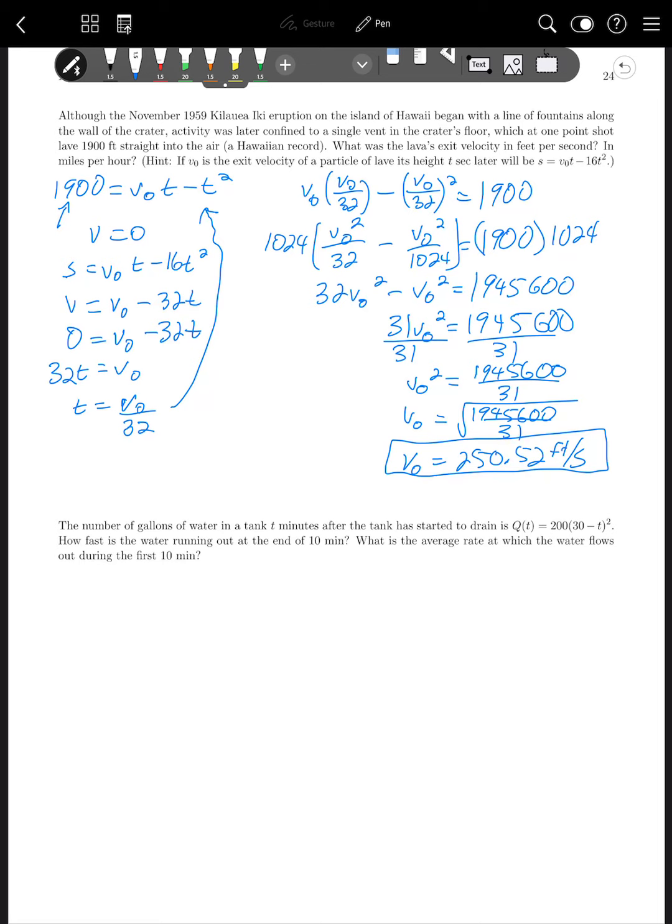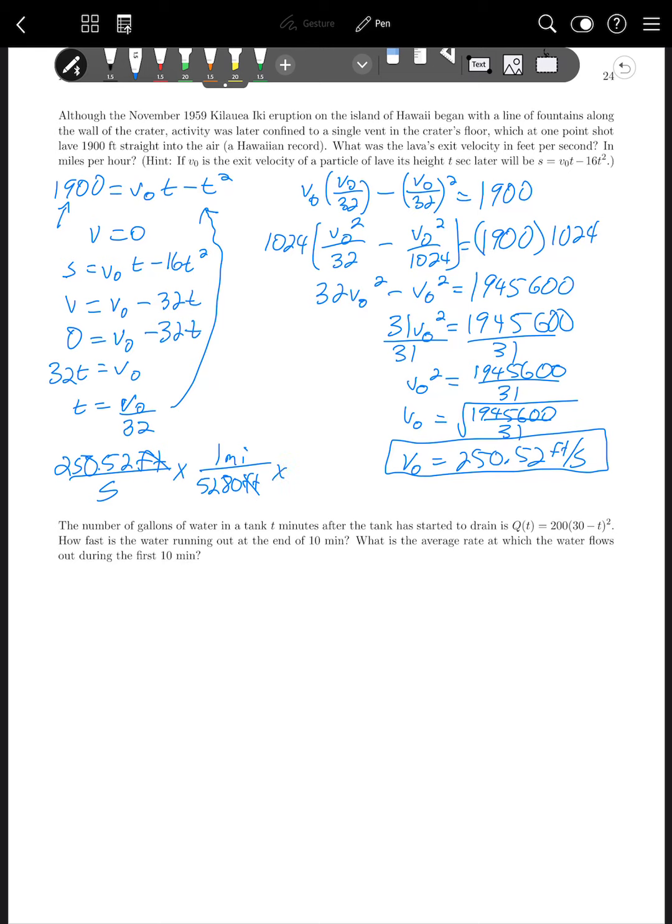Now we want to change that to miles per hour. So the key is we've got 250.52 feet per second, and we want to change it to miles per hour. So what we need to do is change out these units. To change feet into miles, I know there is 1 mile in every 5,280 feet. So that equals 1, and this will cancel out my feet and change it into miles.